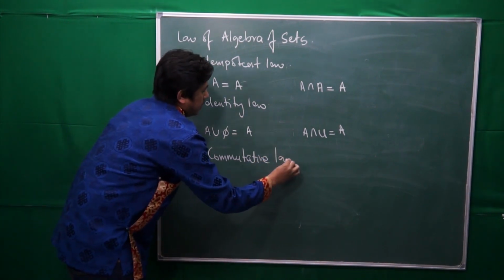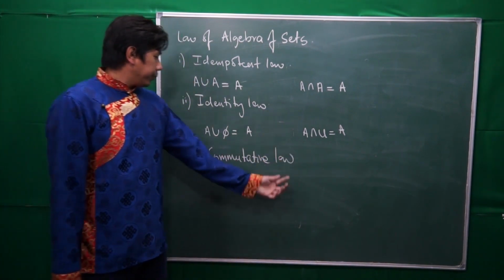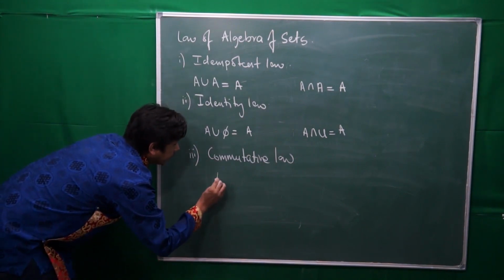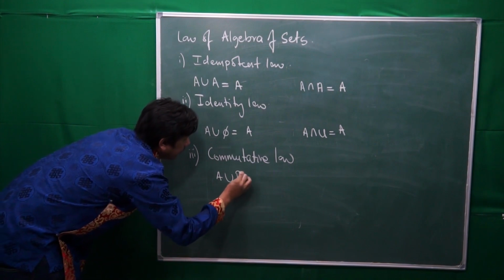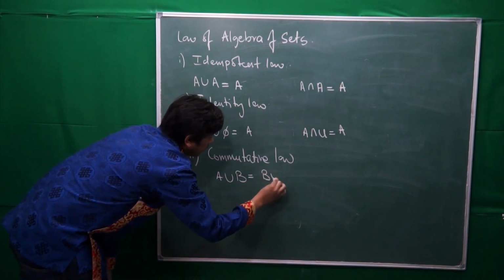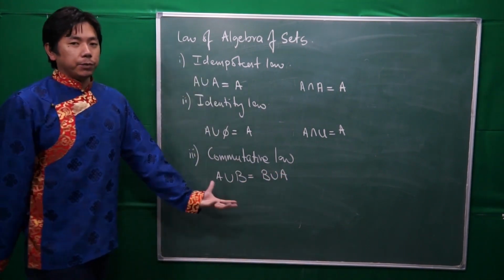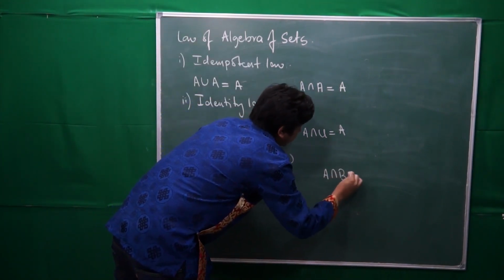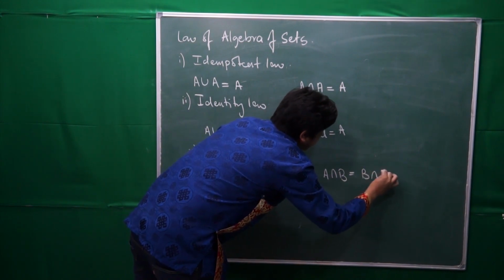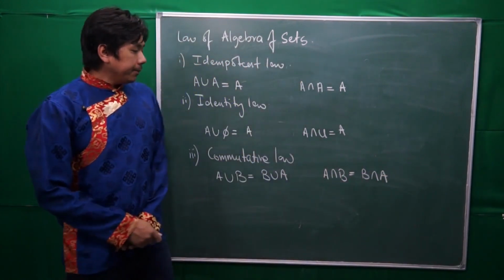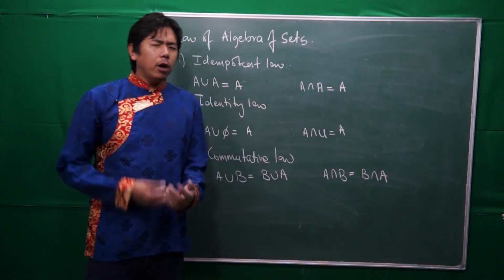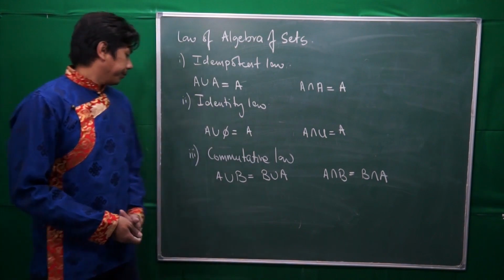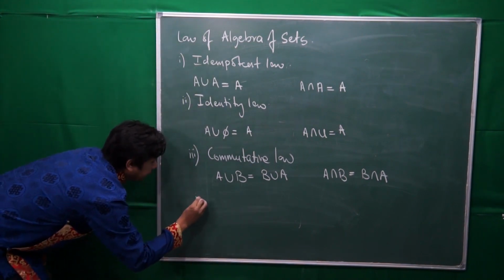We have third, commutative law. After identity law, we have next commutative law. By commutative law, everybody knows that A union B equals B union A. There is no change over here. It remains same. Similarly, A intersection B would be B intersection A. Same thing happens again. Okay, so this is commutative. All the operations on sets are commutative in nature.